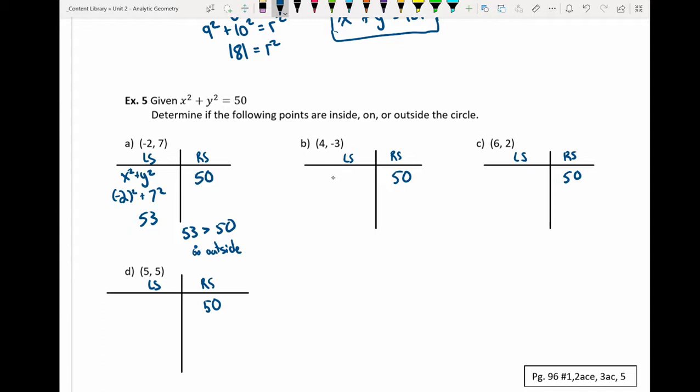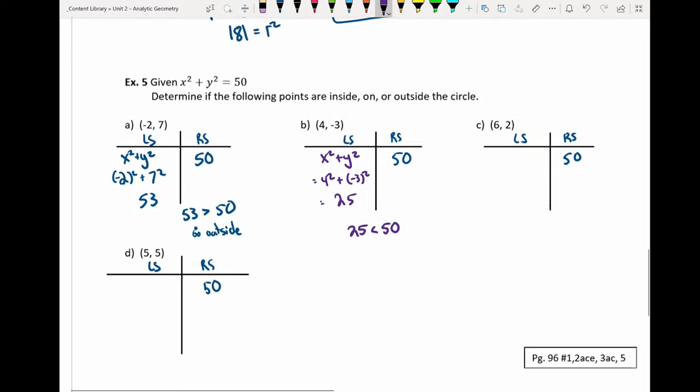If I do the next one, again same idea, x squared plus y squared, and we know it equals 50. So 4 squared plus -3 squared, and we simplify that, we get 25. Because 25 is less than 50, basically what it's saying is that when I use this point in the equation, I get a smaller radius. That means this point has to be inside my circle.